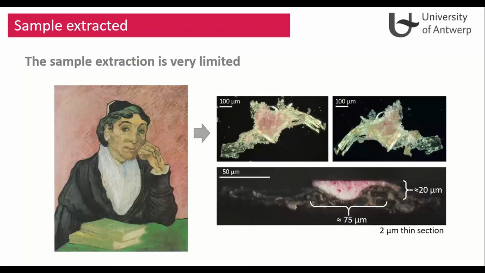This fragment we embedded in synthetic resin, and we cut thin sections of a few microns. We did that because some of the techniques that we use for the study required transmission, and this was the thickness that was needed to make these transmission measurements. In this section, we can see the size of the painting fragment. It's actually 75 microns by 20 microns, so it's really small.